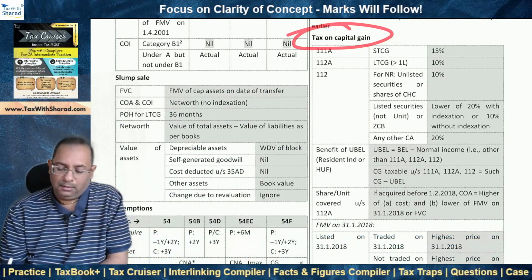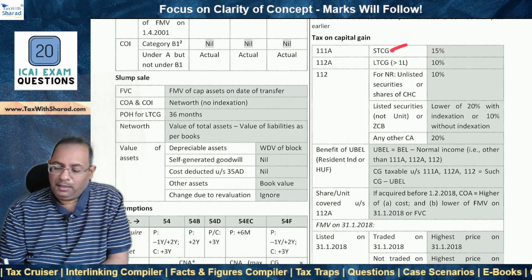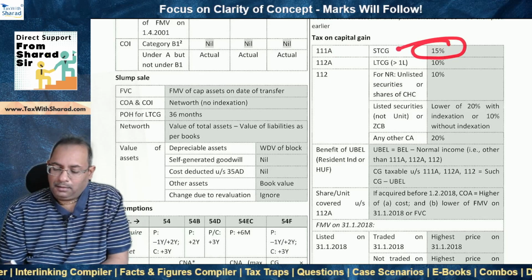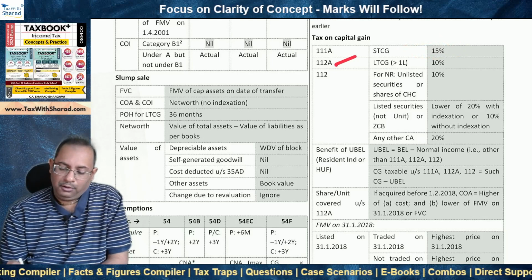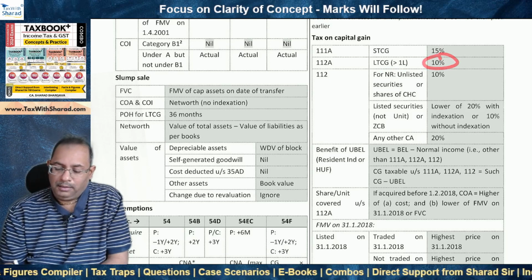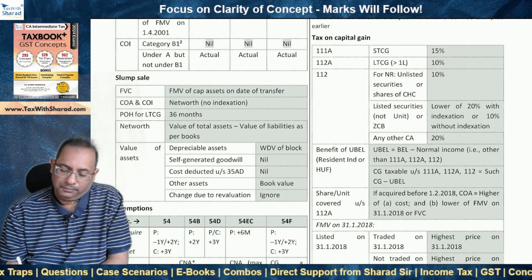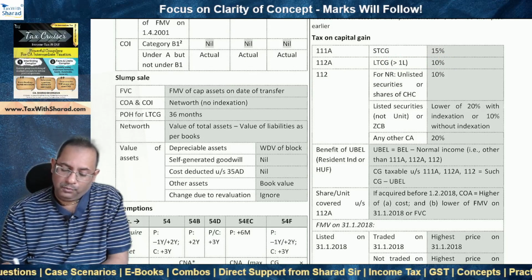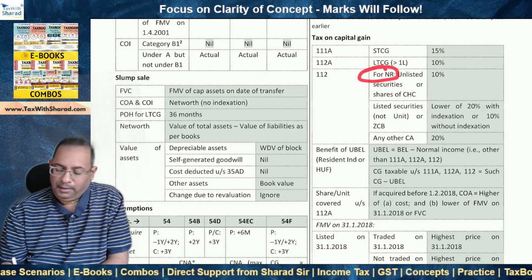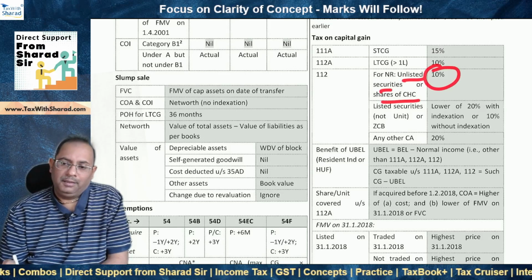Now we look at tax on capital gain. Section 111A, short-term capital gain arises, which is taxable at a concessional rate of 15%. 112A, LTCG arises, which is taxable at 10% on LTCG which is more than 1 lakh. In case of section 112, for a non-resident, in the case of unlisted securities or shares of closely held company, the rate is 10%.